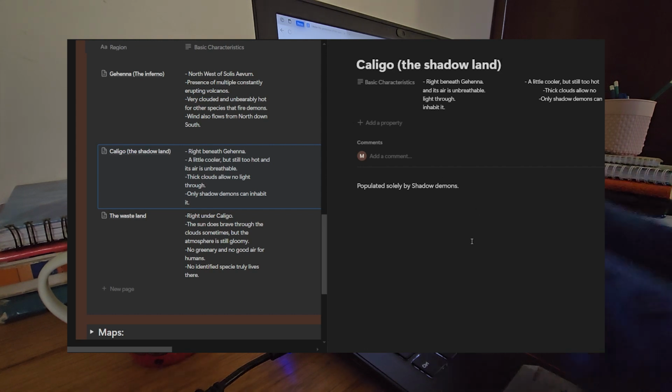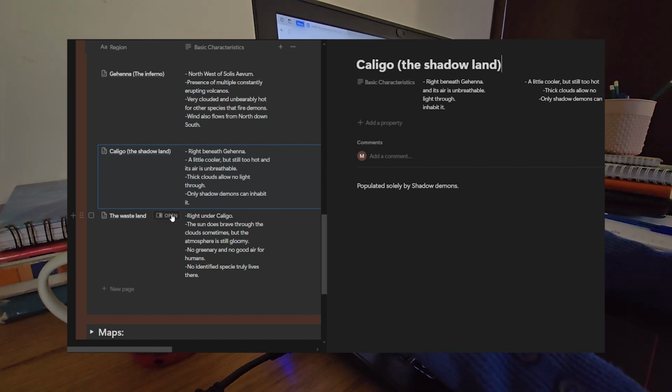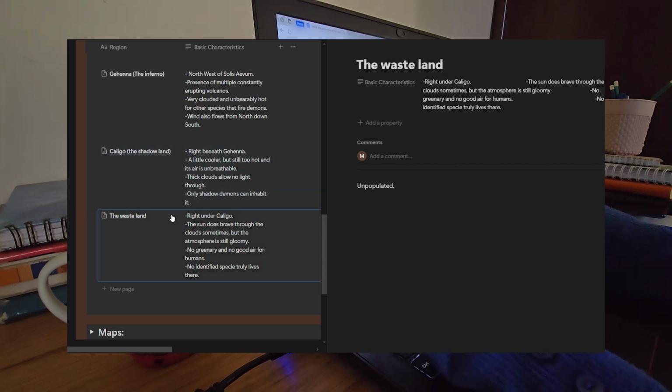And then, south of that, we have the wasteland. The temperature is even lower than in Caligo, but the clouds are thinner, allowing some light through.